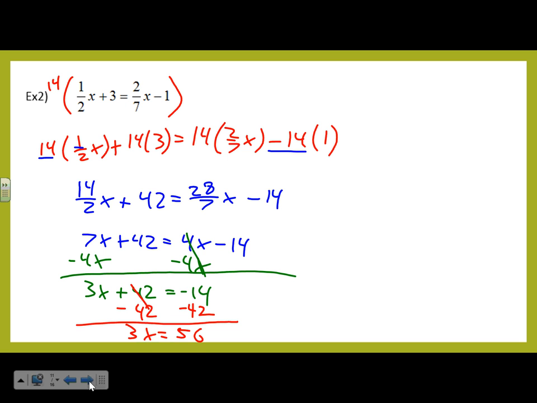Six and divide by 3, divide by 3. I'm getting x is equal to, oh sorry, that's negative 56, that was close. Negative 18.666, so negative 18.67. Again, round to 2 decimals unless I tell you otherwise.